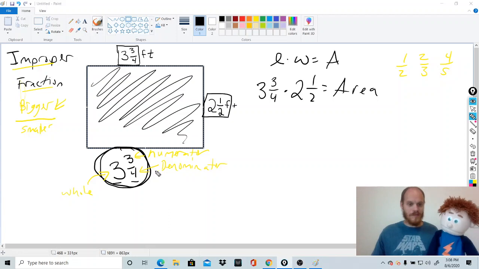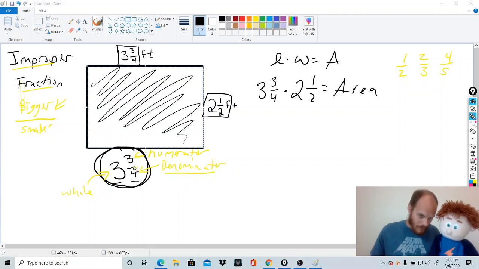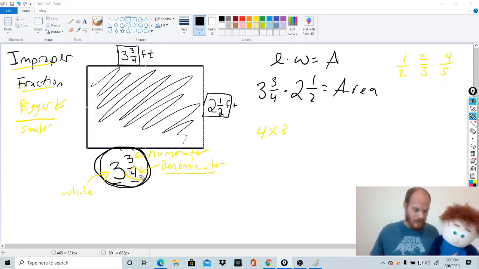Oh, okay. So, watch. What I'm going to do is take my denominator, this guy, and multiply it by my whole number. So I'm going to do 4 times 3. That again is my denominator times my whole number. Do you see it? I do. Then I'm going to add my numerator, which is this part right here. So 4 times 3 plus 3.